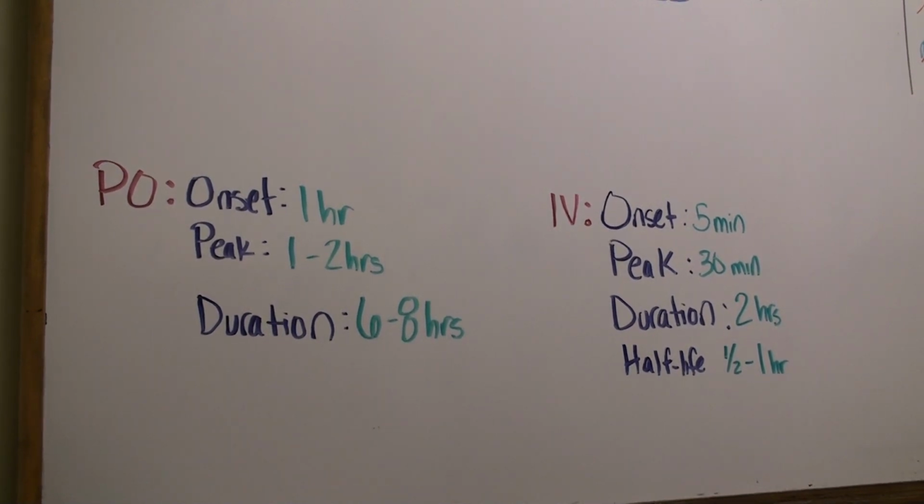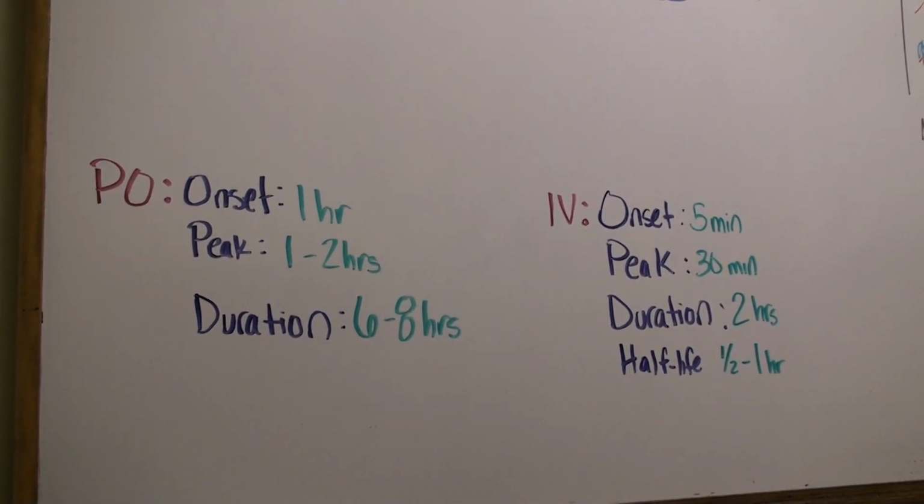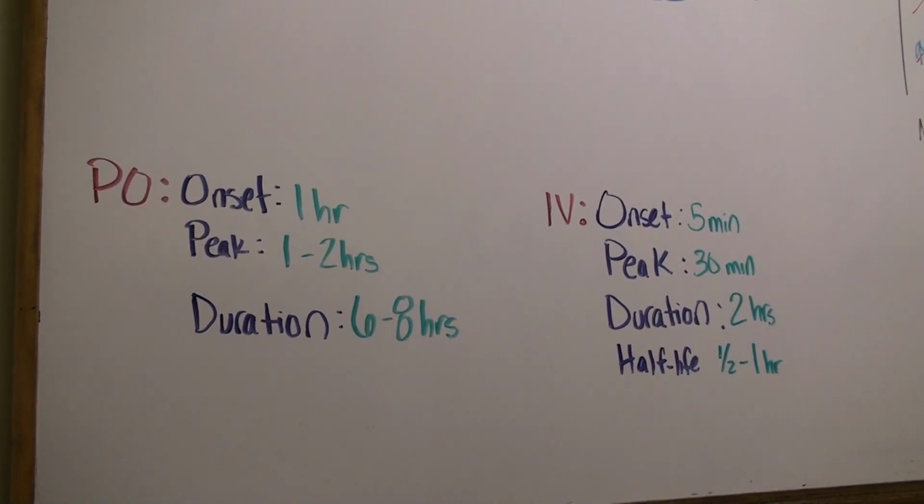For IV, the onset is pretty quick. It's 5 minutes, and the peak is 30 minutes, and the duration lasts 2 hours. So it's rapidly distributed and extensively protein bound, which is why it has to go through the ascending loop. It's partially or completely metabolized by the liver, except for furosemide, which is excreted primarily unchanged, about 50%. We've heard about how loop diuretics are absorbed, distributed, and metabolized.